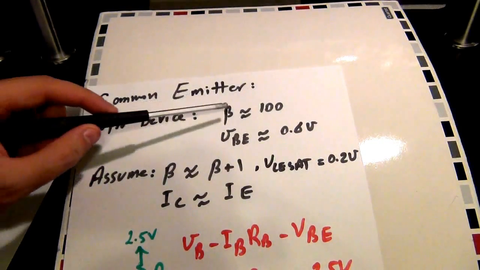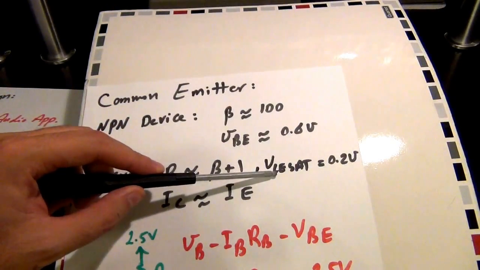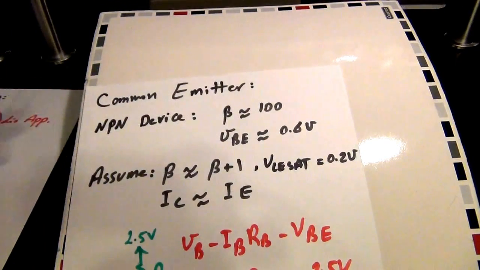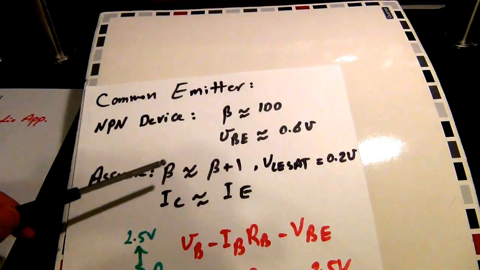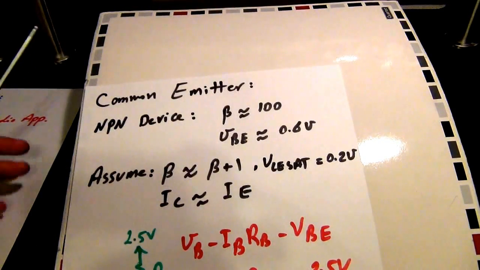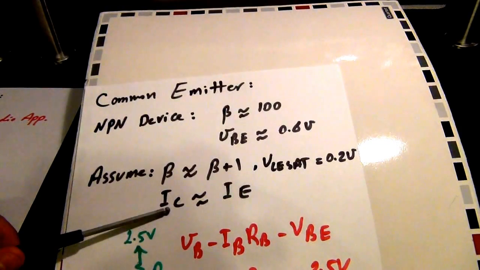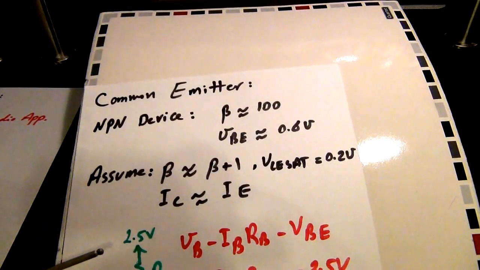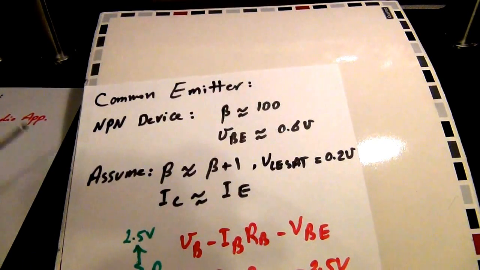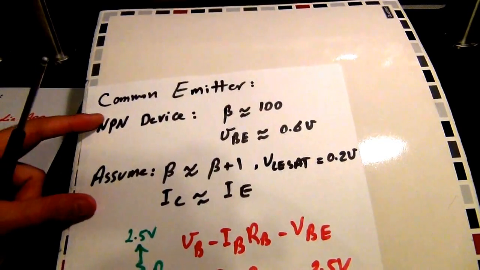Now, with these three parameters, the base emitter voltage, the collector to emitter saturation voltage, and the beta, this information is sufficient for us to go ahead with the design of the amplifier. We can also make some assumptions. Let's assume that beta is equal to beta plus 1, just to make our calculations easier, which means that the collector current and the emitter current will therefore be the same. Usually the collector and emitter current are different by a factor of beta over beta plus 1, but since we're assuming that they're equal, we can simplify our calculations.